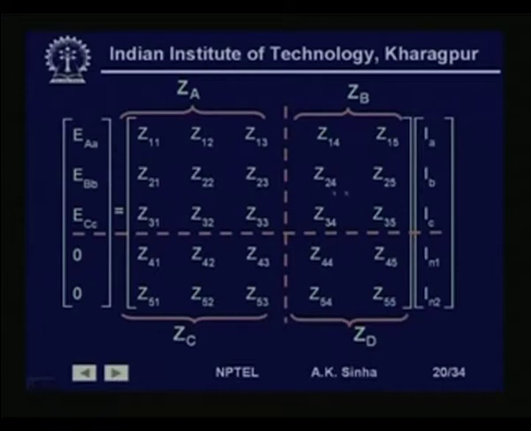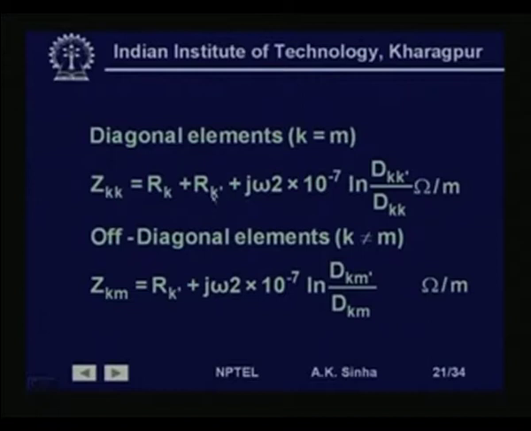This is the complete system equation that we have, where the impedance terms for the diagonal elements, that is Zkk, which means Z11, Z22 and so on, are given by Rk plus Rk dash plus j omega into 2 into 10 to the power minus 7 log n dkk dash by dkk ohms per meter, where these are the distances as we have seen in the system diagram earlier.